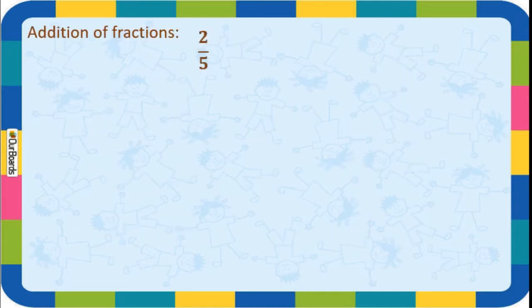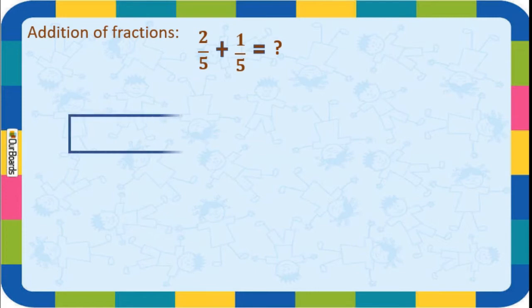Addition of fractions. Here is the sum: 2 upon 5 plus 1 upon 5 is equal to how much? Okay, this is a like fraction sum, correct? Because the denominators are the same, that is 5. Okay, we will draw a picture.